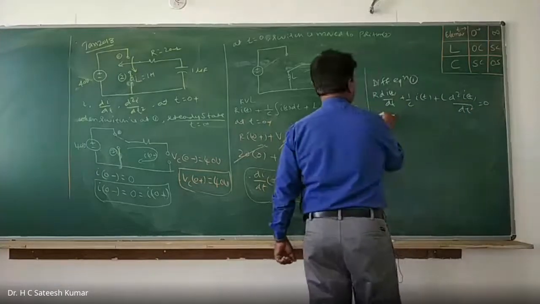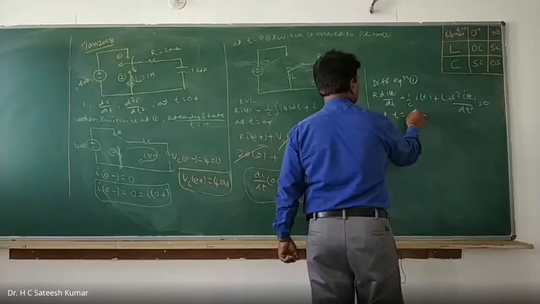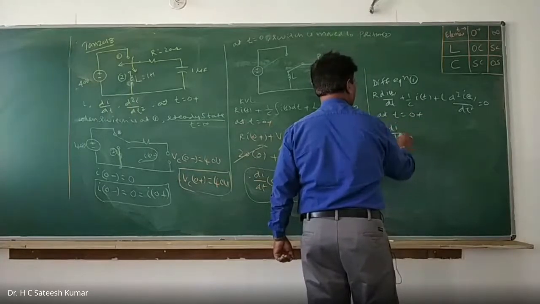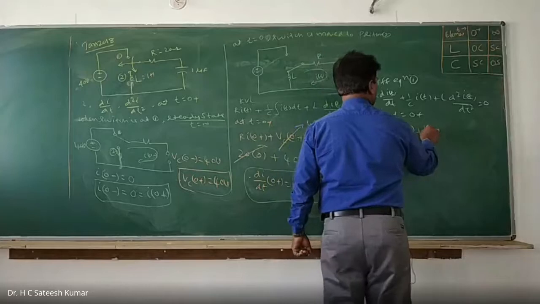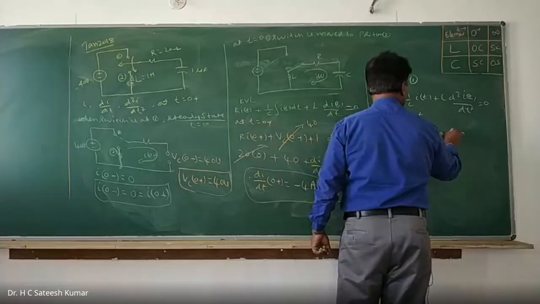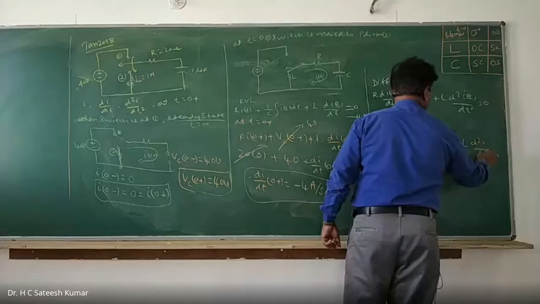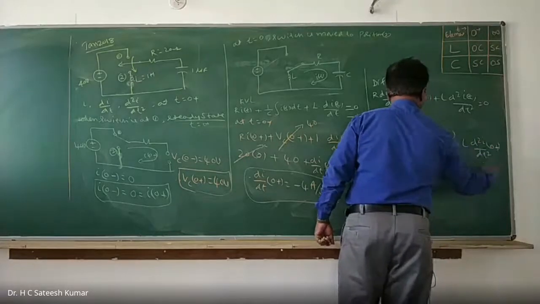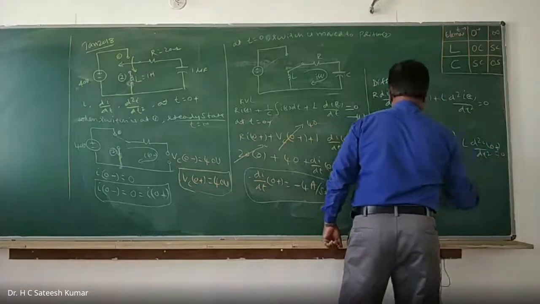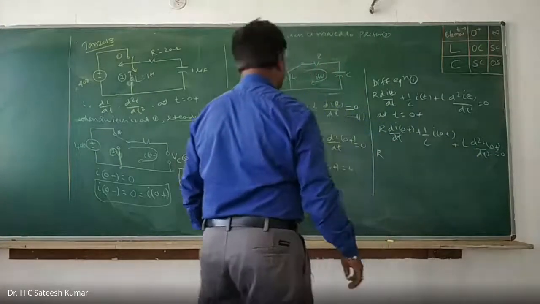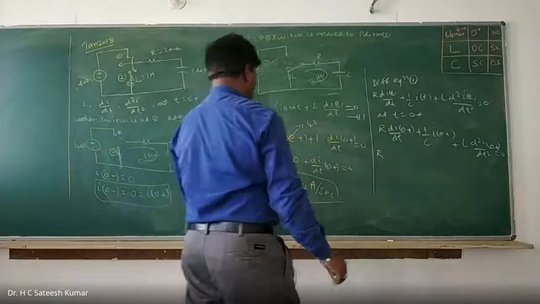Now, at t is equal to 0 plus, what will happen? R into di of t divided by dt at 0 plus, plus 1 by C into I of 0 plus, plus L into d squared I divided by dt square at 0 plus is equal to 0. So therefore, R into di by dt at 0 plus. Di by dt at 0 plus is what? Minus 40.